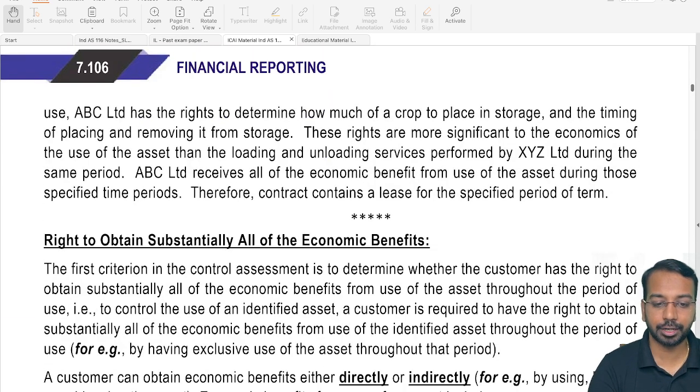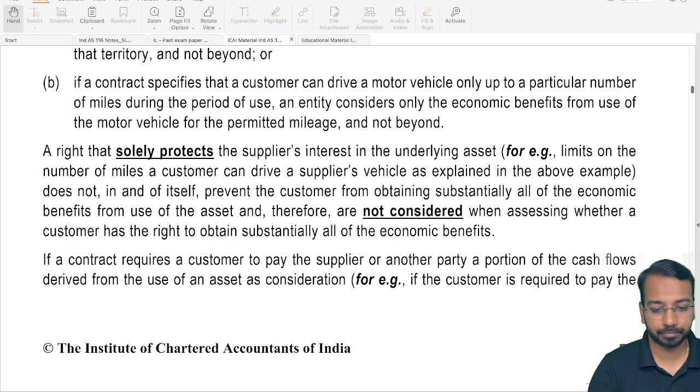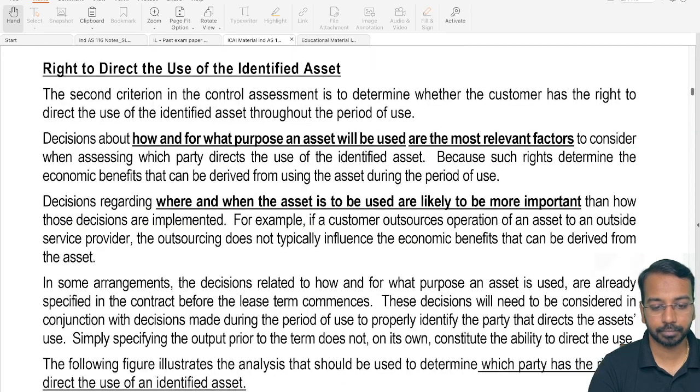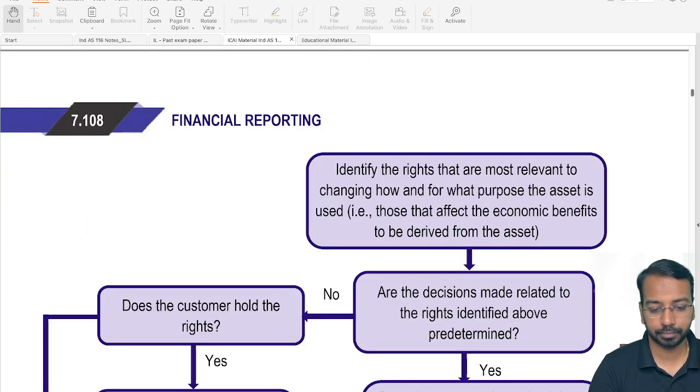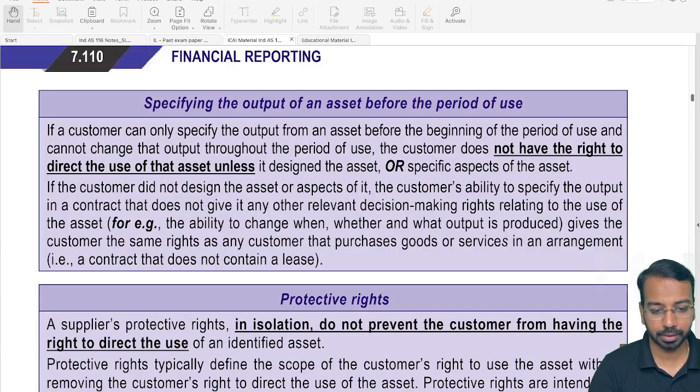Then we have understood about the right to obtain substantially all of the economic benefits. So all of this we have discussed.